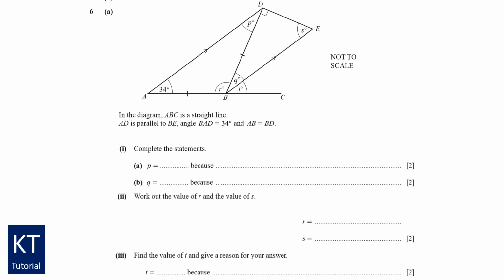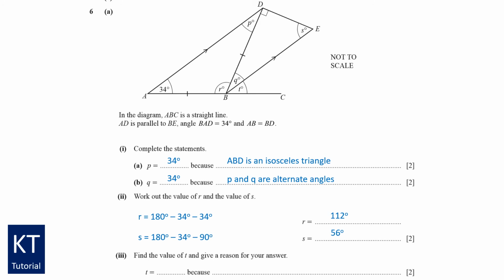Question 6a. In the diagram, ABC is a straight line. AD is parallel to BE, and the angle BAD is 34, and AB is equal to BD. Complete the statements. P is 34 degrees because ABD is an isosceles triangle. Q is 34 degrees because P and Q are alternate angles. Next, work out the value of R and the value of S. Knowing that all internal angles of a triangle sum to 180, R is 112. Likewise, S can be calculated as 56 degrees.